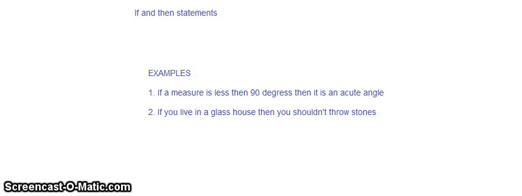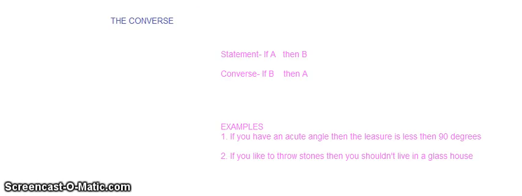Chapter 2, Section 2, If and Then Statements. If and then statements are common in everyday speech and in mathematics. The if and then statement is a form of if A, then B. A is called the hypothesis, B is called the conclusion, just like the following examples. If a measure of an angle is less than 90 degrees, then it is an acute angle. If you live in a glass house, then you shouldn't throw stones.